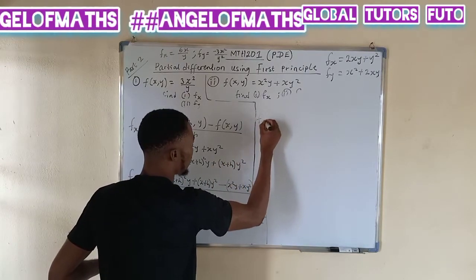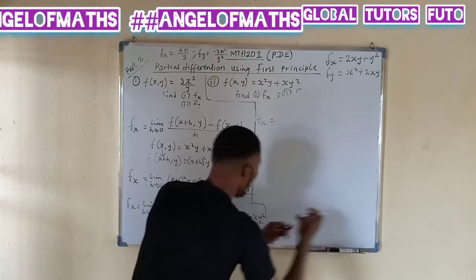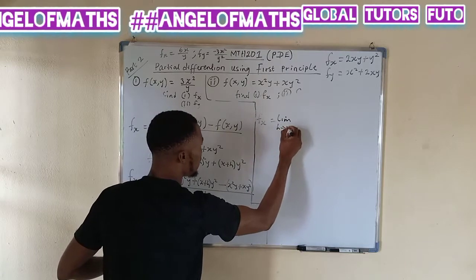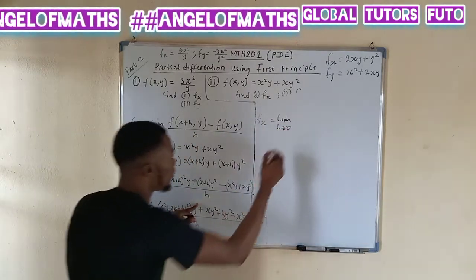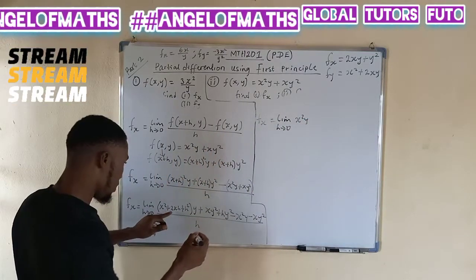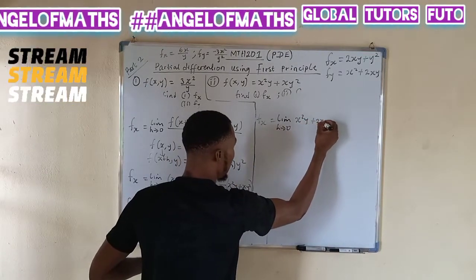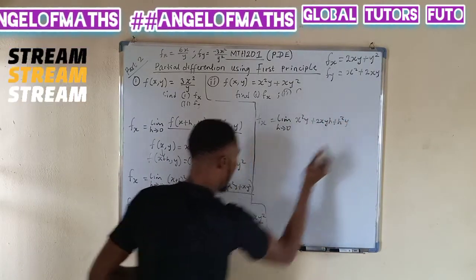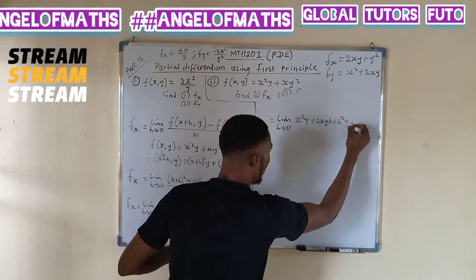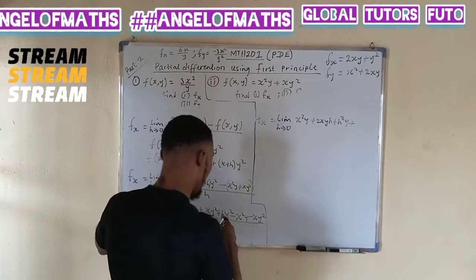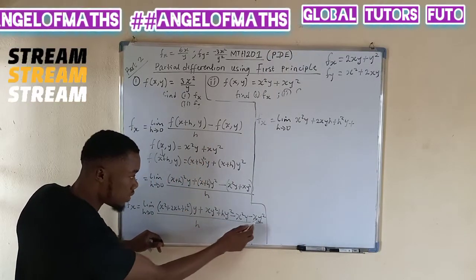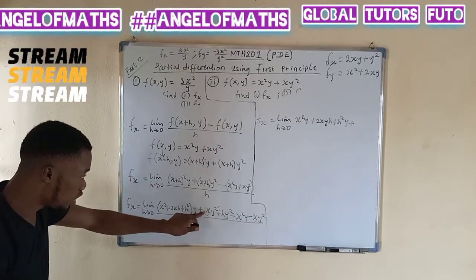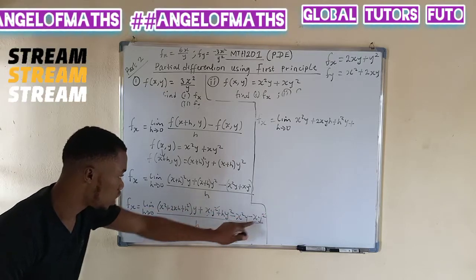Our f_x will be equal to the limit as h goes to 0. Expanding this, x squared times this will give us x squared y. This times this will give us plus 2xyh plus h squared y plus, what we have here is x y squared. As you can see, this is x y squared, this is also x y squared. So this one can eliminate this one. This is positive x y squared, this is negative x y squared. So let both of them go.